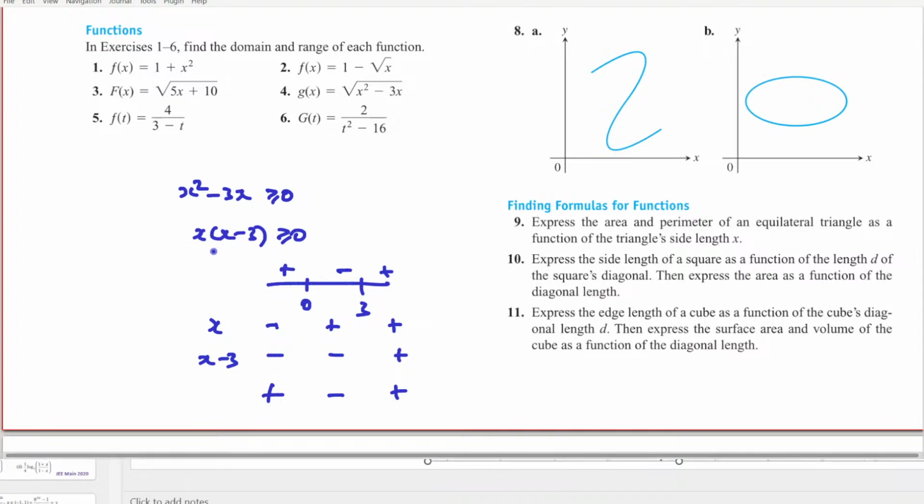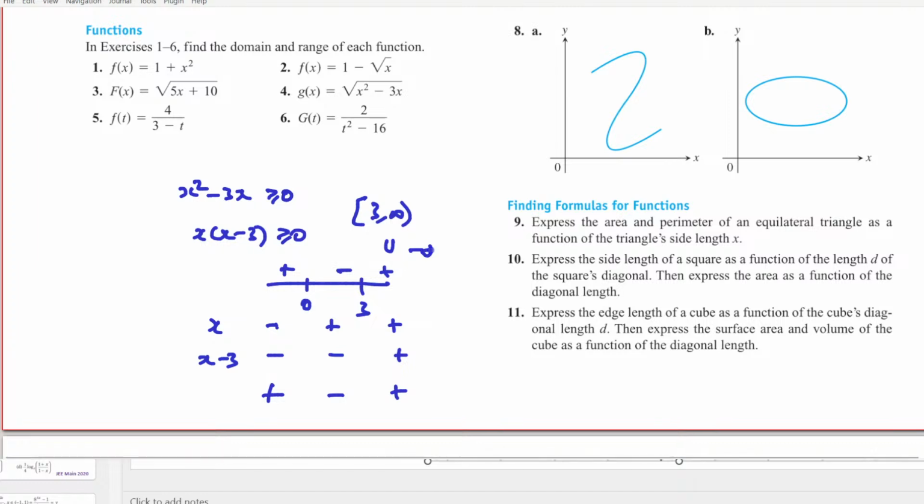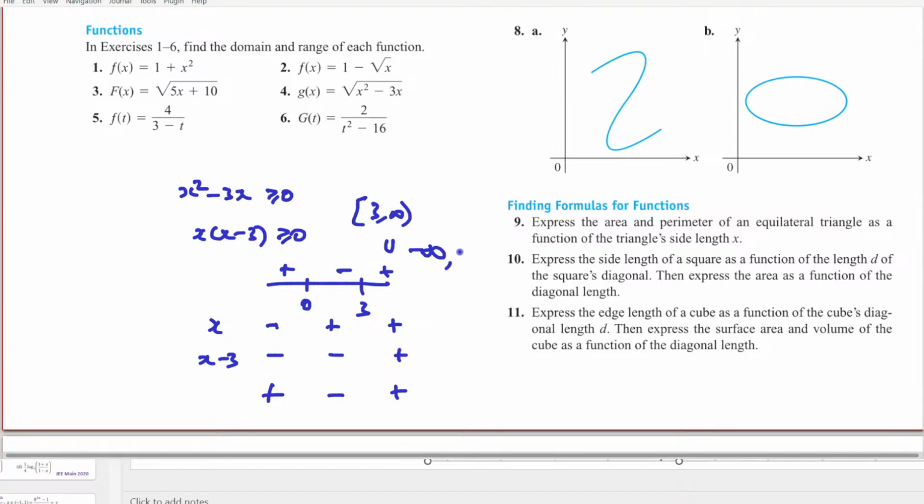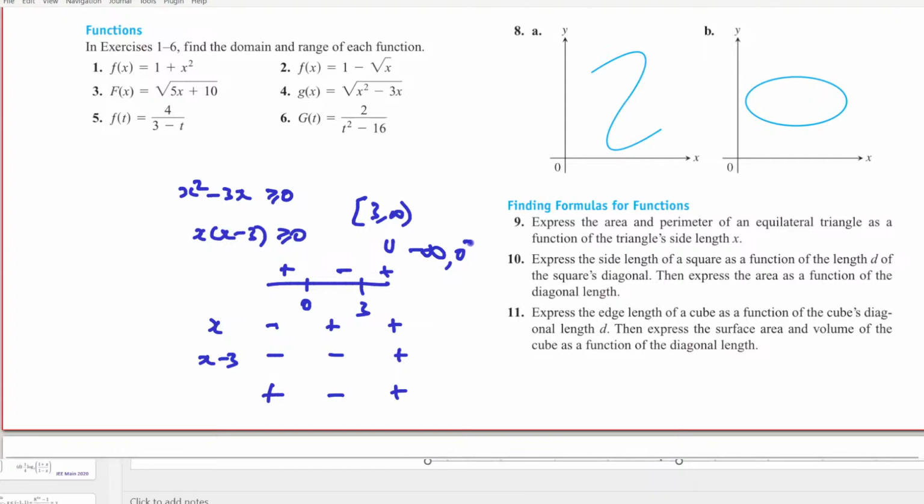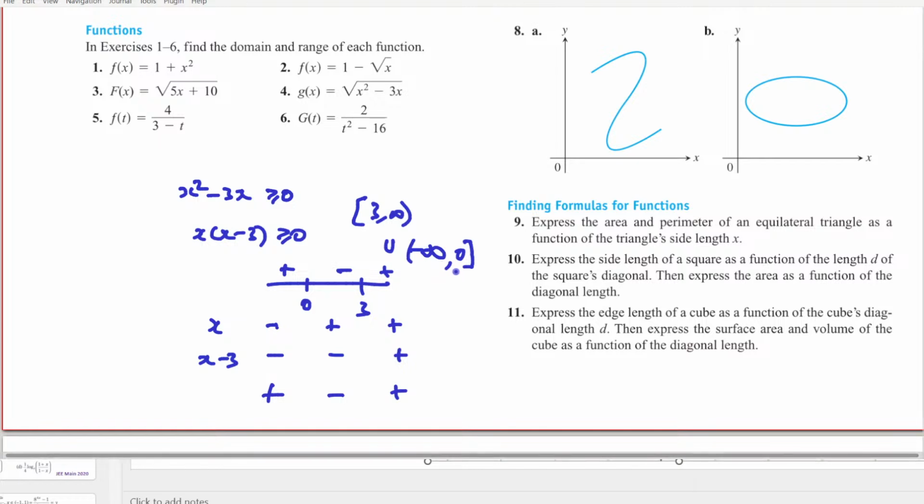Agreed? For example, substitute x equal to minus 1 in this. x square minus 3x is again positive, right? Yes, sir. Okay, so what does that mean? What is our domain? Domain is 3 to infinity, union minus infinity to 0. This is a close bracket, no? 0 close bracket, right? Yes, sir. That is our domain. Now what is our range?